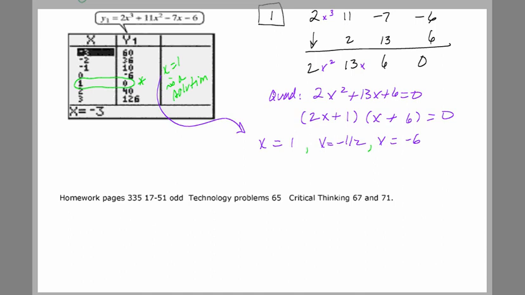See the homework exercises there. Technology, critical thinking. Do the ones in Course Compass, but always look at your book and hit these guys because you don't see many of these type in the Course Compass.